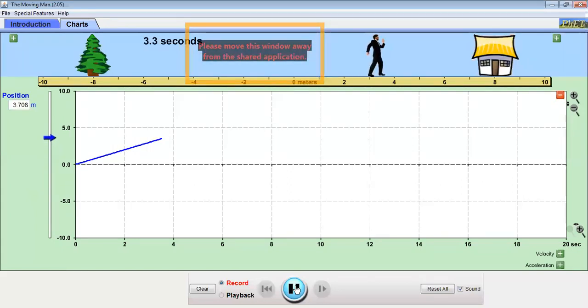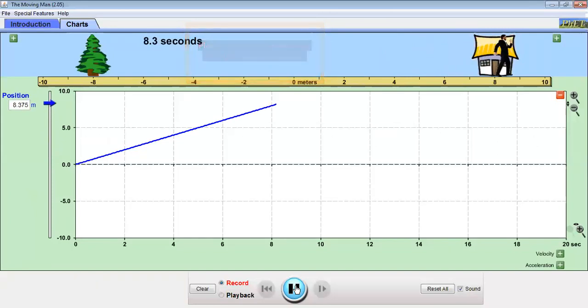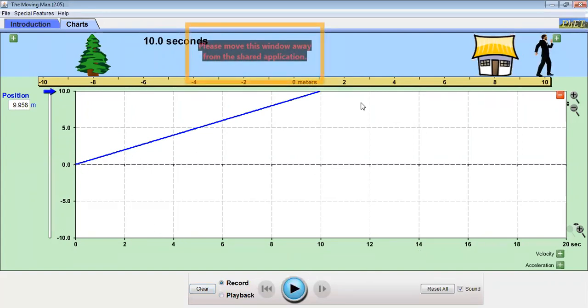See, the object is moving. Yes, the object is moving with a velocity of 1 meter per second. And see, you will find how we are getting it. We are getting a straight line inclined to the x-axis. So this is what we can obtain when the object is moving with a uniform velocity. So this type of line on a displacement-time graph indicates that the object is moving with uniform velocity.